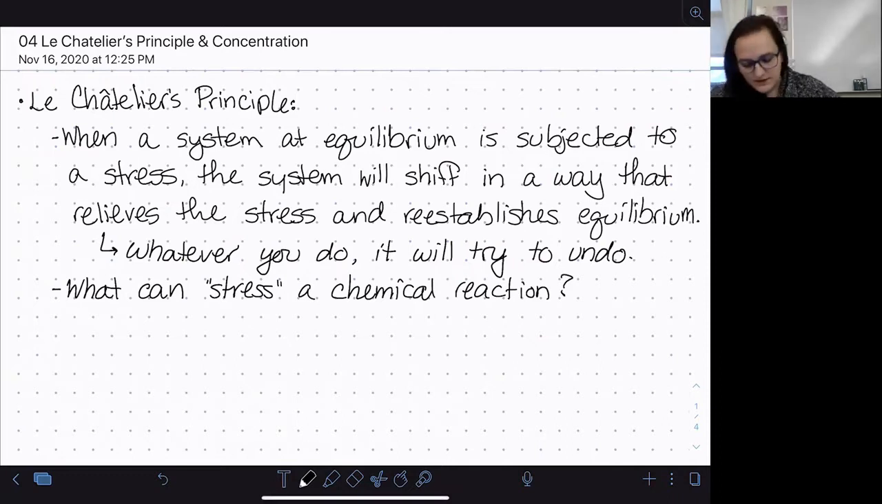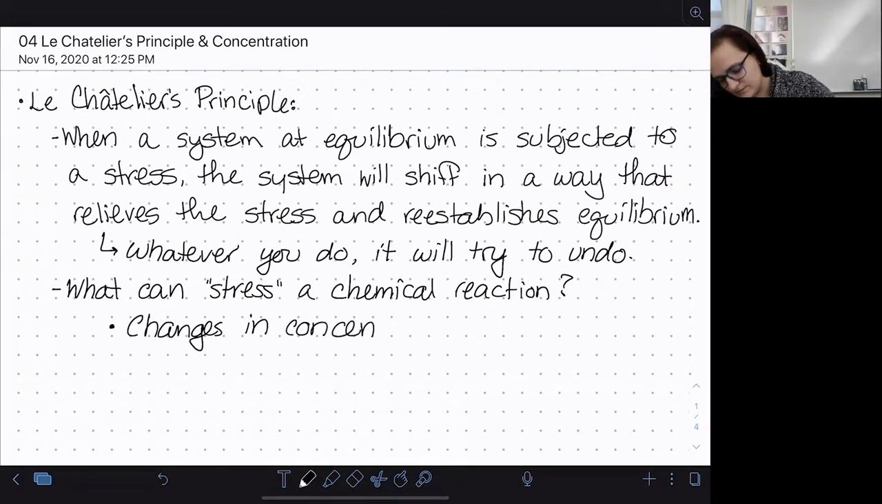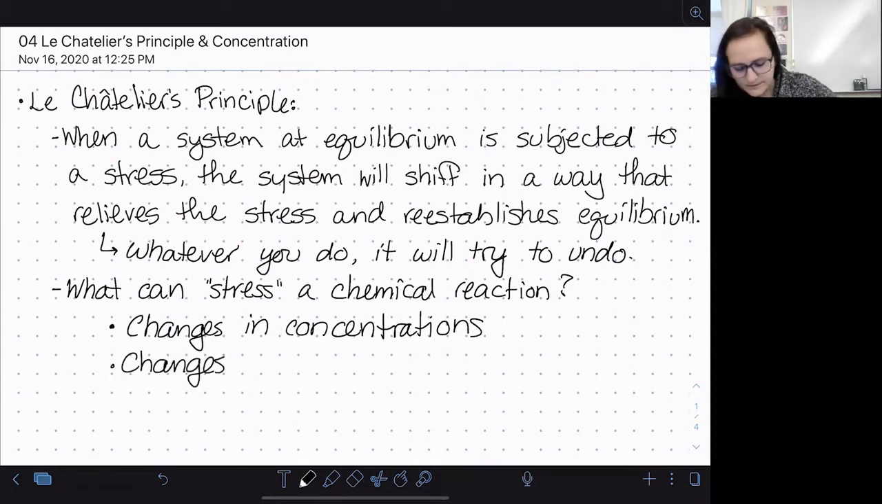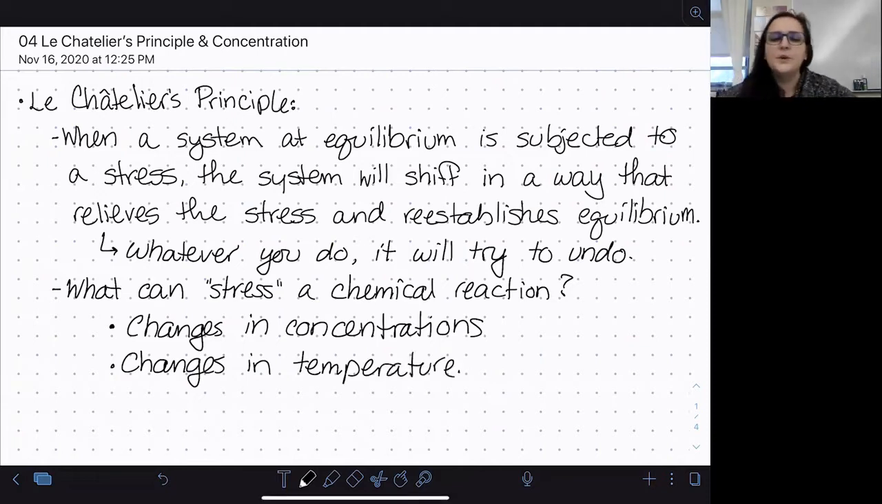So there are two main things that we're going to talk about, one in this video and the second in the next. They are changes in concentrations and changes in temperature. So these things change either Q or K.